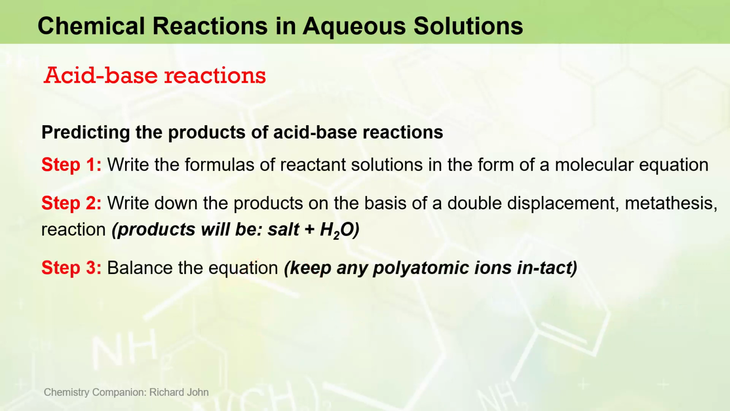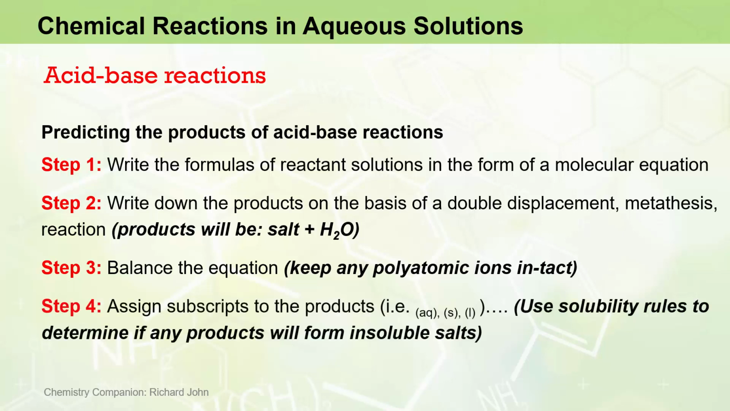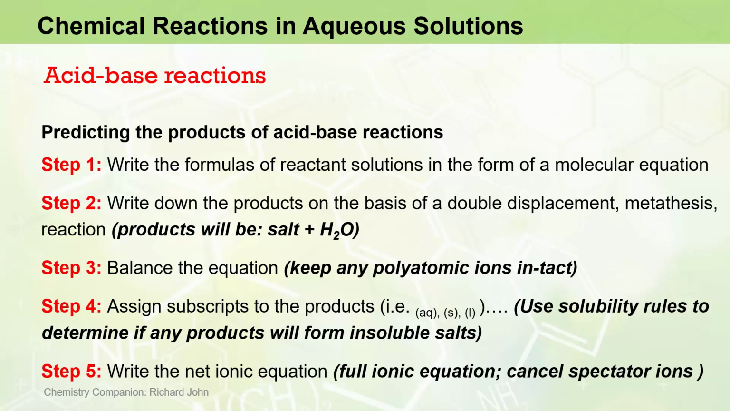And at this stage, we need to be sure to write the correct chemical formulas for all products. In step 3, we balance the equation, keeping polyatomic ions intact if they appear on both sides of the equation unchanged. In step 4, we assign subscript labels to the products and use the solubility rules to determine if the salt is an insoluble salt or if it will form a soluble aqueous solution. And finally, if required, we get to the net ionic equation by writing out the full ionic equation and cancelling out any spectator ions present.